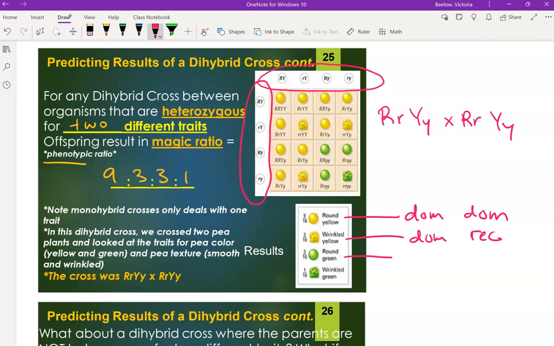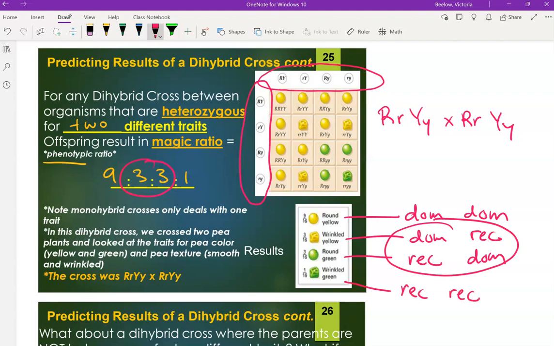So you'll have 3 that are recessive for the opposite trait, so green, but then dominant for the other trait, which is texture, which is smooth. So 9 are dominant for both traits. 3 and 3 are dominant for one trait but recessive for the other, and they're the vice versa of each other. So technically 6 altogether are dominant for one trait, recessive for the other trait. And then you'll only get 1 that is recessive for both traits.